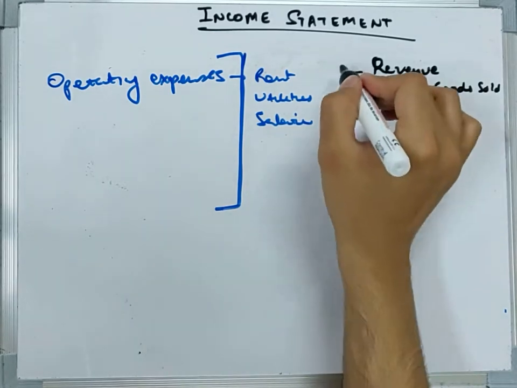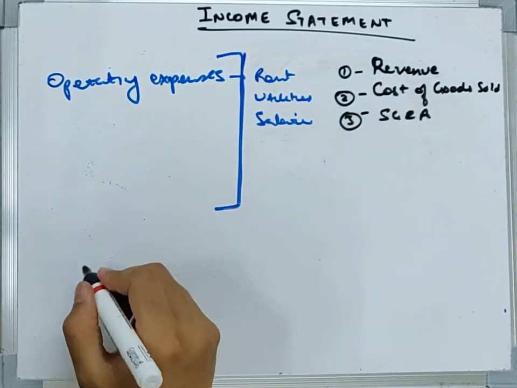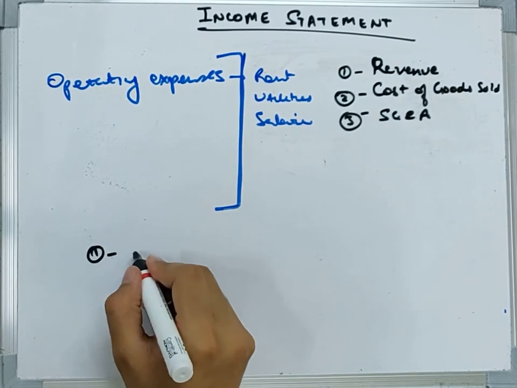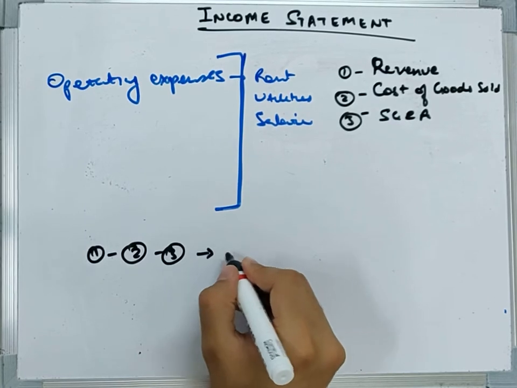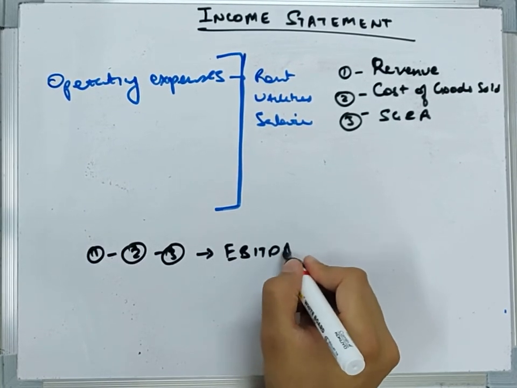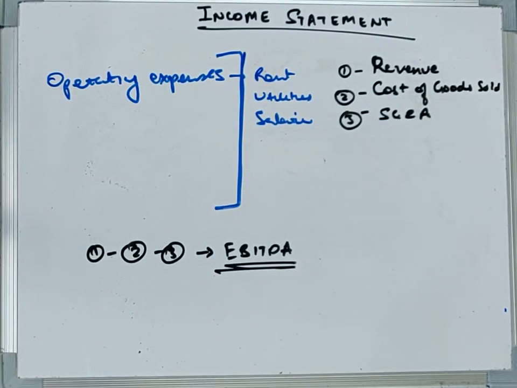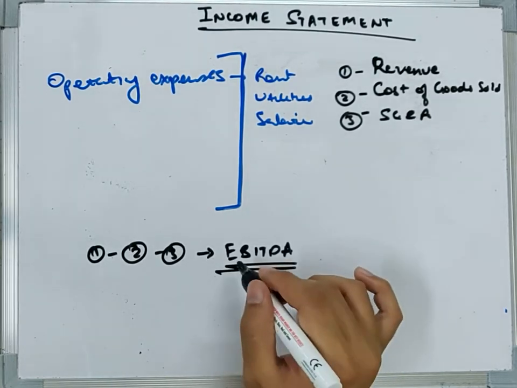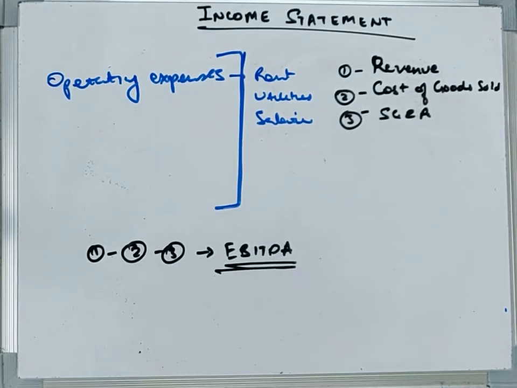Now revenue minus cost of goods sold minus SG&A will give you EBITDA. This is frequently used in the calculation of enterprise value and understanding of the functioning of the company. It defines earnings before interest, tax, depreciation and amortization.